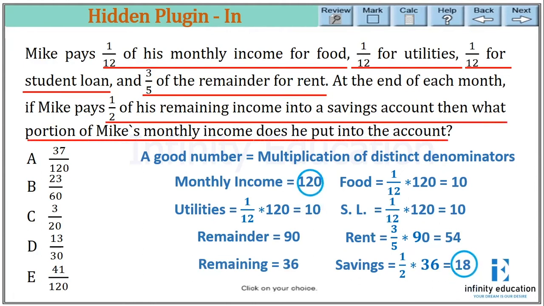Now the question is, what portion of Mike's monthly income does she put into the account? So Mike is paying 18 out of 120. So that is 3/20. So C is the answer to the question. I hope it is clear to you how to plug in from the question when a variable is not provided. Let's see some more questions.